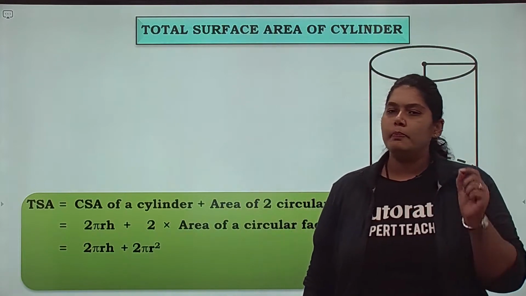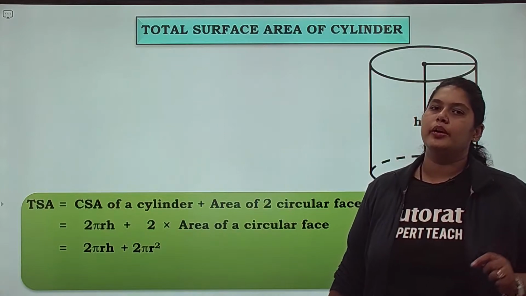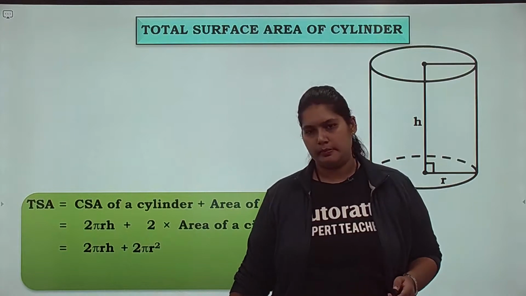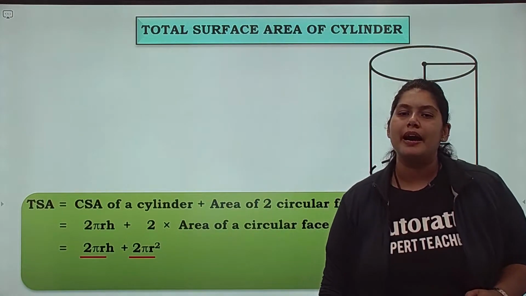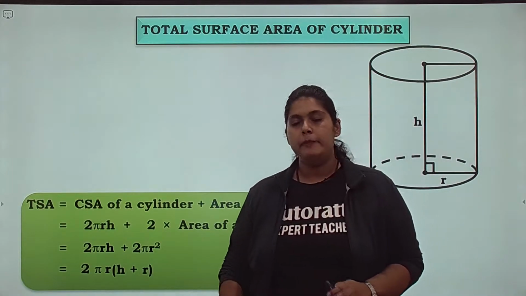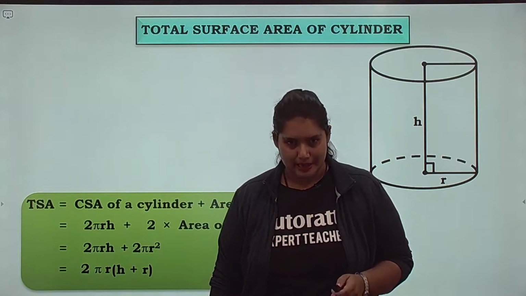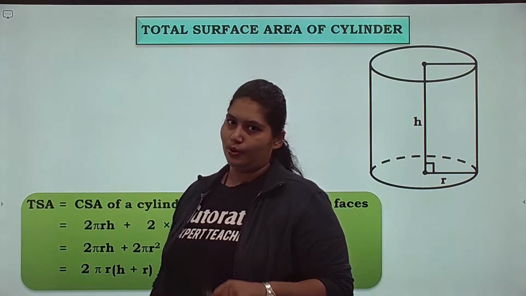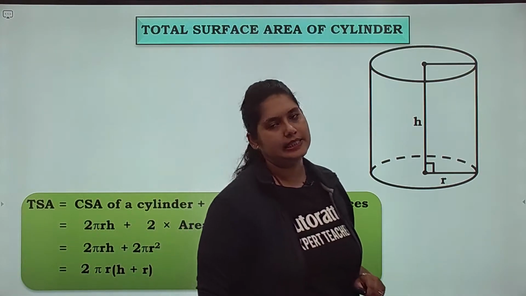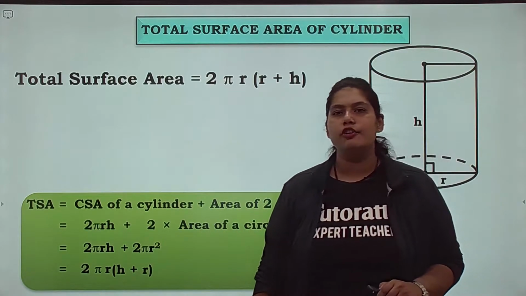So 2πrh plus 2πr² is going to give me my total surface area. If I simplify this a little more, I take 2πr as common, so what will happen? 2πr into, in a bracket we will be writing h plus r. So this is the formula for total surface area of a cylinder. Am I clear, children? Yes, we got the formula?